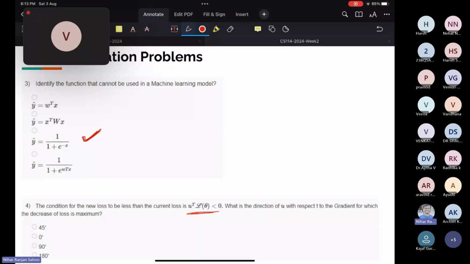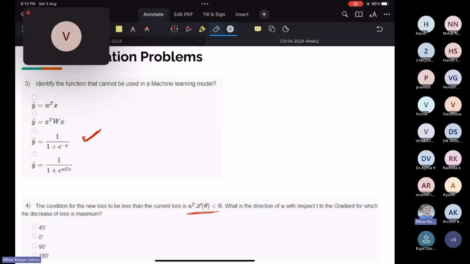Our goal is that U transpose L should be less than zero. How do we measure whether it will be less than zero? We measure it through cosine similarity. We take U transpose L, which gives us the cosine of the angle between U and L. It has to be less than zero.